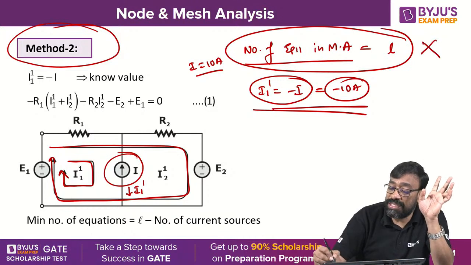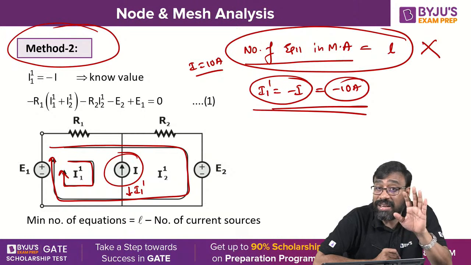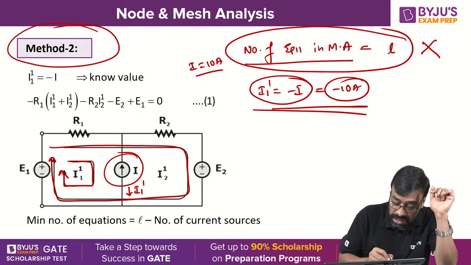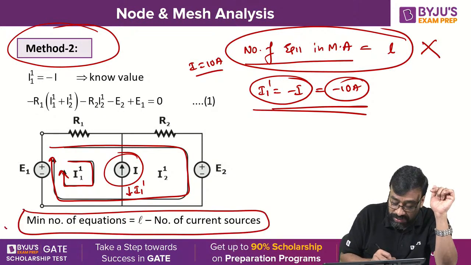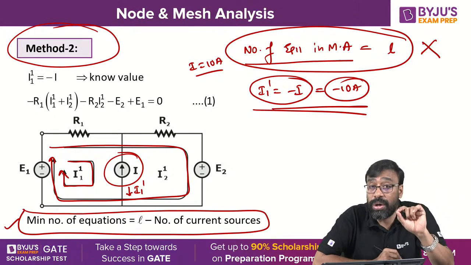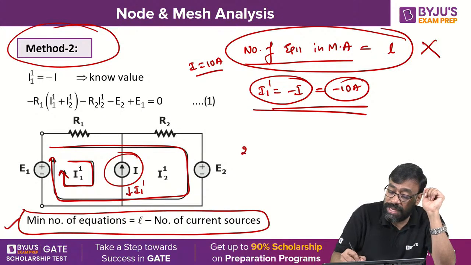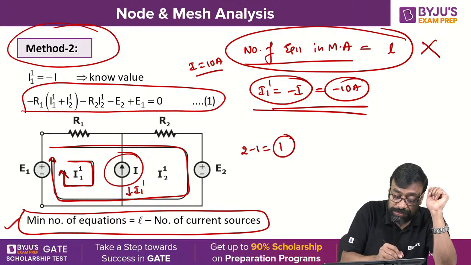Therefore, this condition fails. Minimum number of equations required in mesh analysis is not L. This condition fails because of the presence of the current source. Now, this particular one will be valid. That is, minimum number of equations required in mesh analysis is equal to L minus number of fundamental loops 2 minus number of current sources 1. Therefore, 2 minus 1 is equal to 1 equation is enough. That equation is this one.